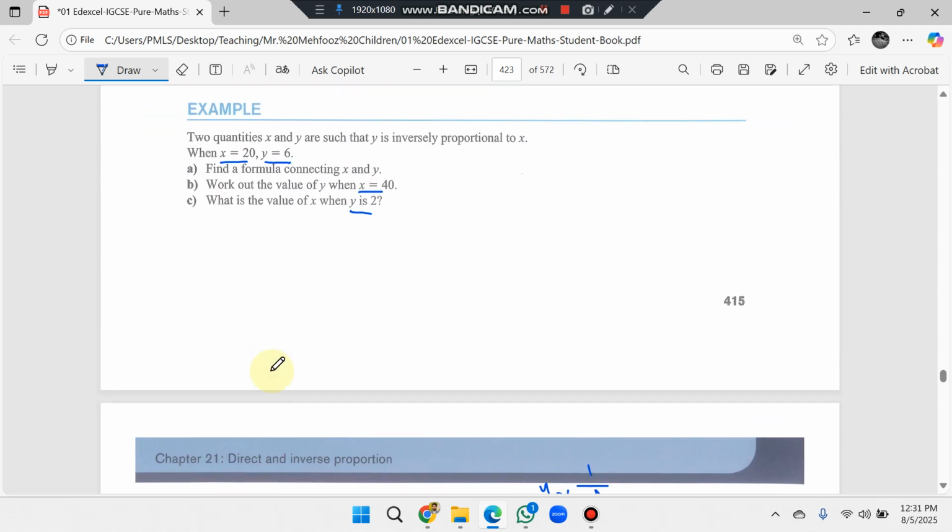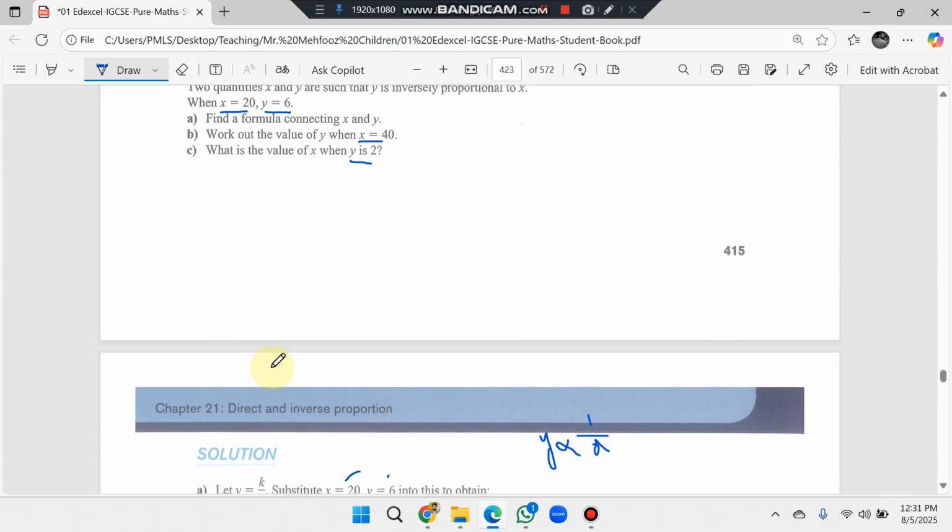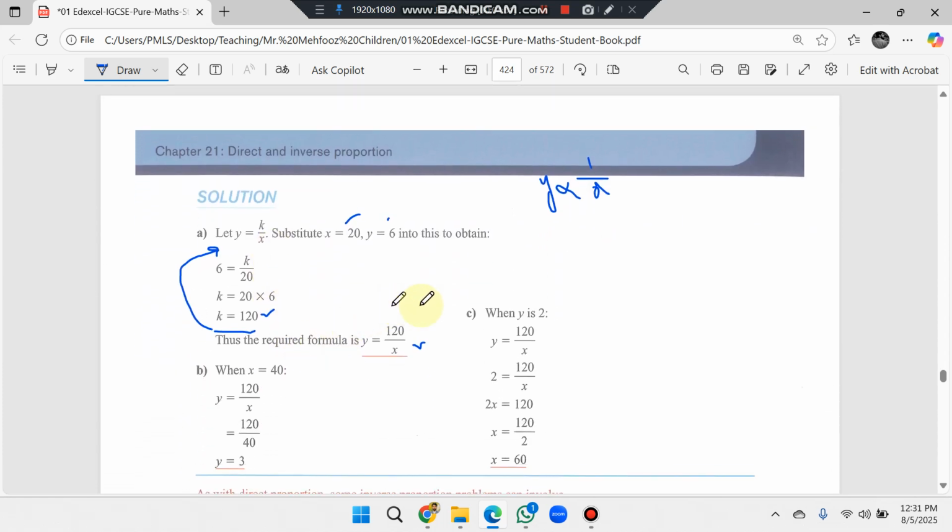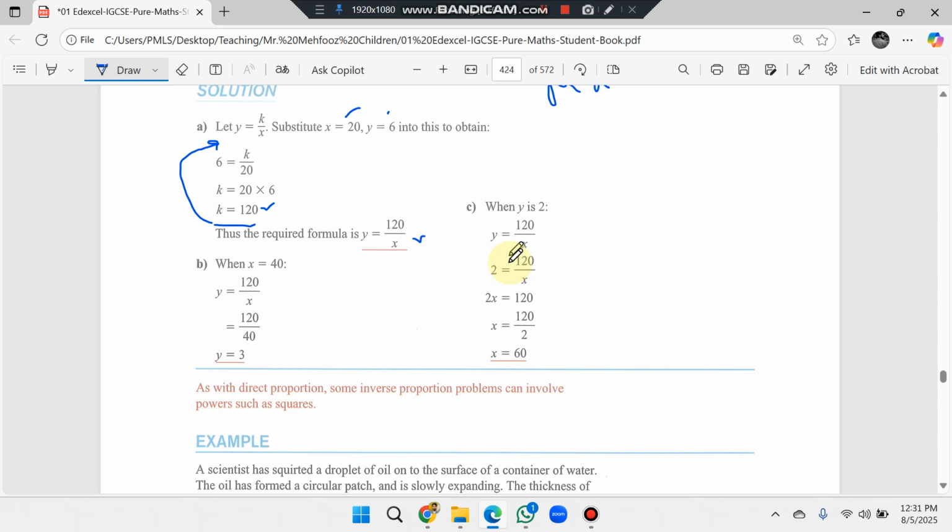Again, for part c, work out the value of x when y equals 2. So we put the value of y as 2. What is the value of x? Solving for x, the value of x is 60. Do you understand this example or not?